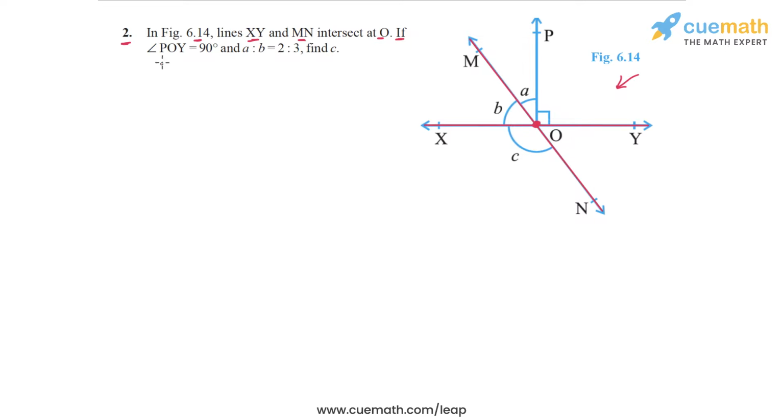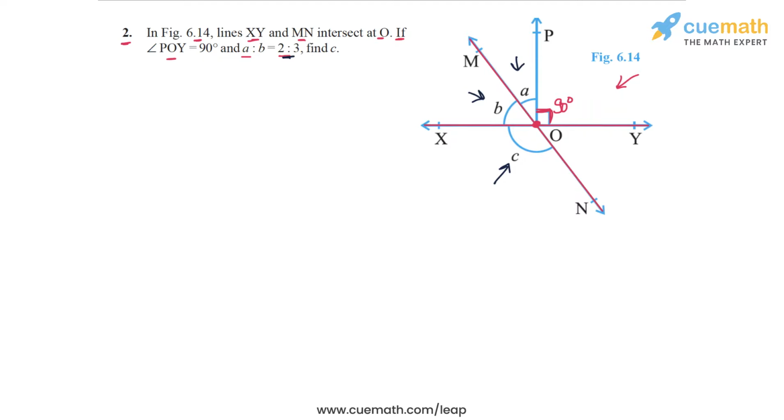Also, if angle POY is equal to 90 degrees, so this angle POY is 90 degrees, and A is to B is 2:3. So what is A is to B? A is this angle is to this angle. The ratio of the measures of these two angles is 2:3. Using this, we have to find angle C, this angle here. So this is the question.